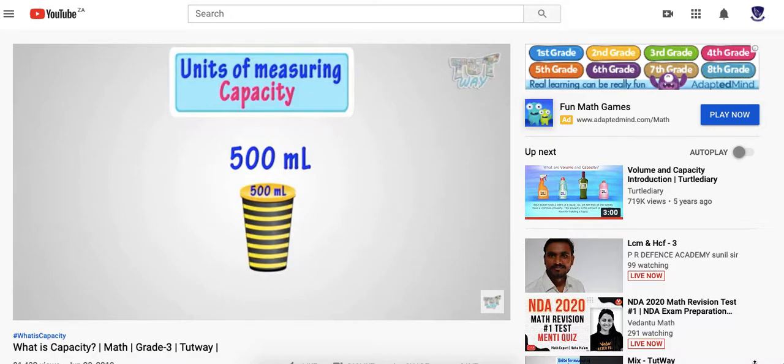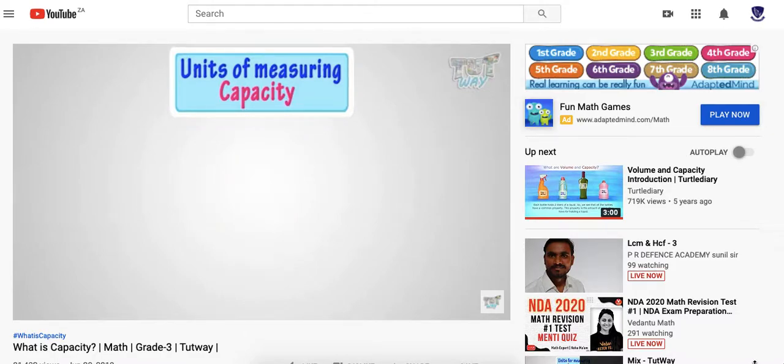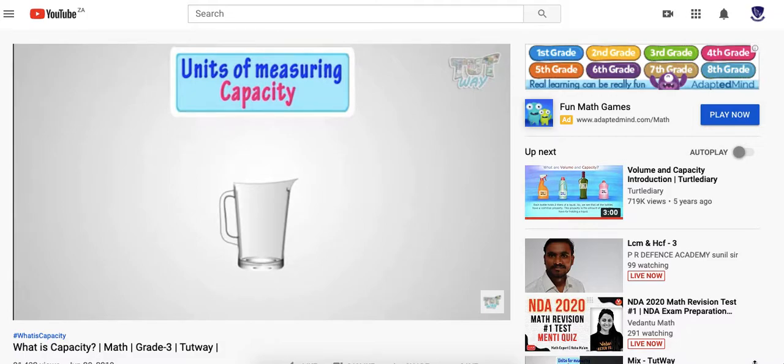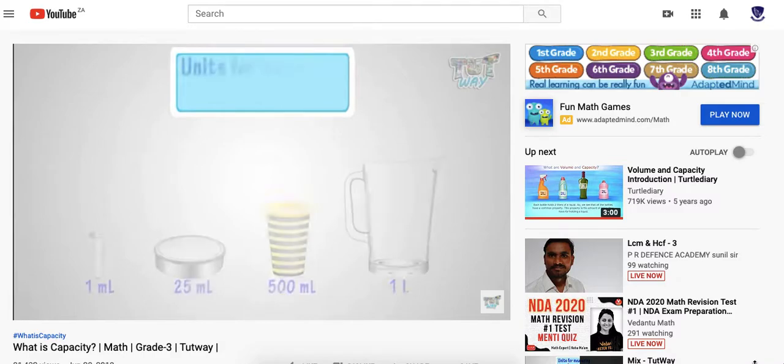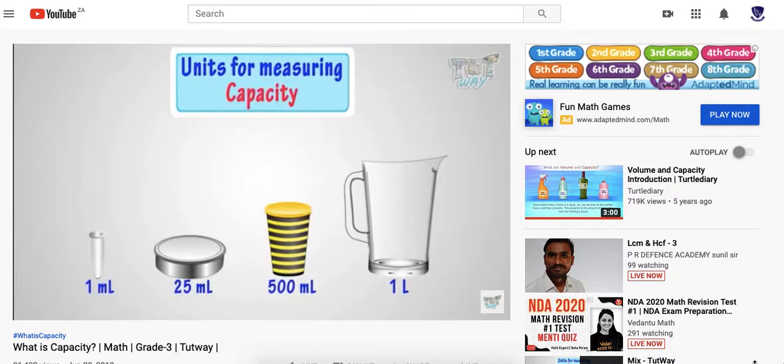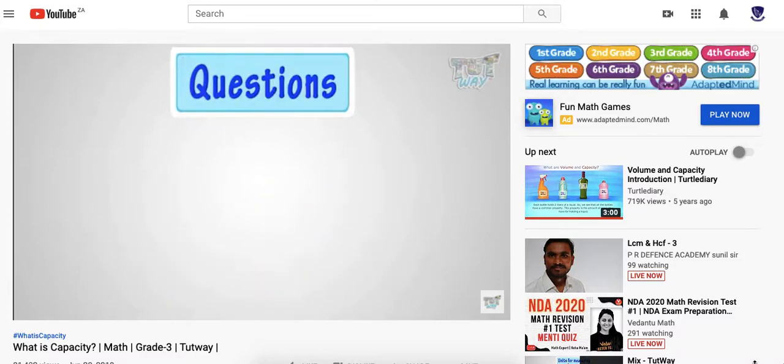Now, let's learn how much quantity is 1 liter. Here, we have a jug. The exact amount of water this jug can contain is 1 liter. So its capacity is 1 liter. That is, it can contain 1 liter of water or any liquid. So kids, now you have a fair idea what is capacity and the units for measuring capacity. Now, let's move on to some questions.